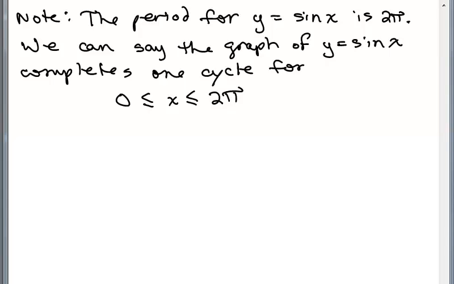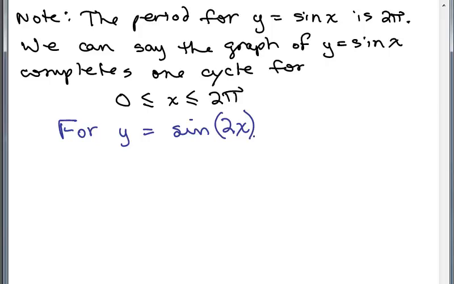So first of all, we note the period for y equals sine of x is 2 pi. We've been doing lots of problems like that. Well, that means we can say that the graph of y equals sine of x completes one cycle between 0 and 2 pi. For instance, you could write this equation: 0 is less than or equal to x is less than or equal to 2 pi. So if you take values between 0 and 2 pi, enough of them, you'll be able to get a good cycle. Now here's how it works if you want to do something else, like y equals the sine of 2x.